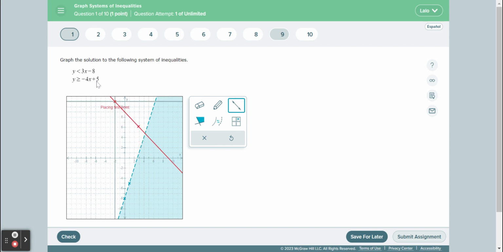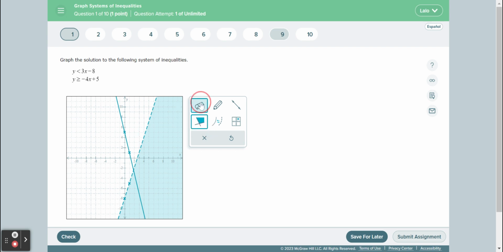So y-intercept is 5 for the second one, and the slope is -4, so that's down 4, right 1. Notice it just got rid of this little section, so I'm going to put that back in there. That way I can think about which one is the right answer. So this is my solid line. It is supposed to be solid, so I don't need to change it.